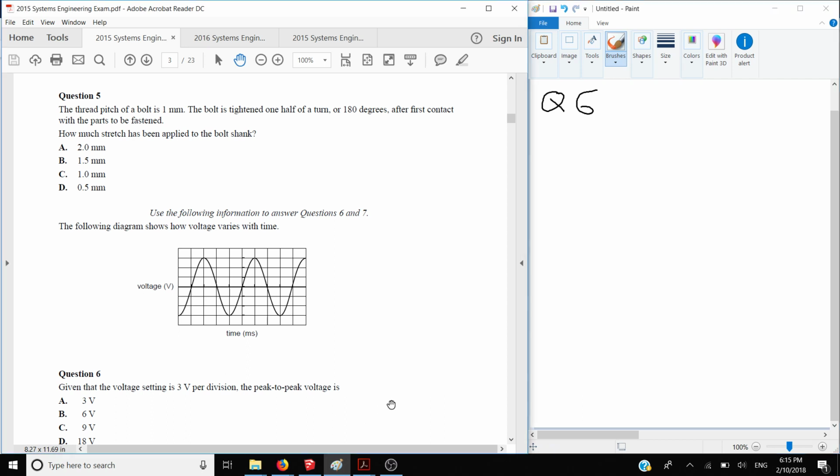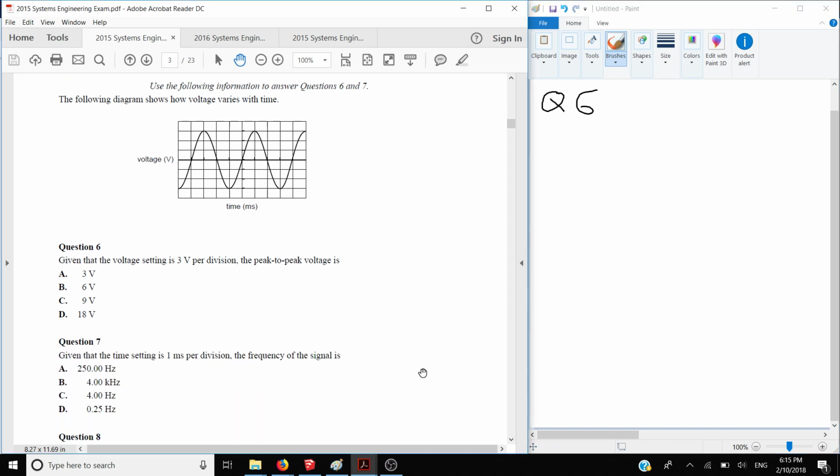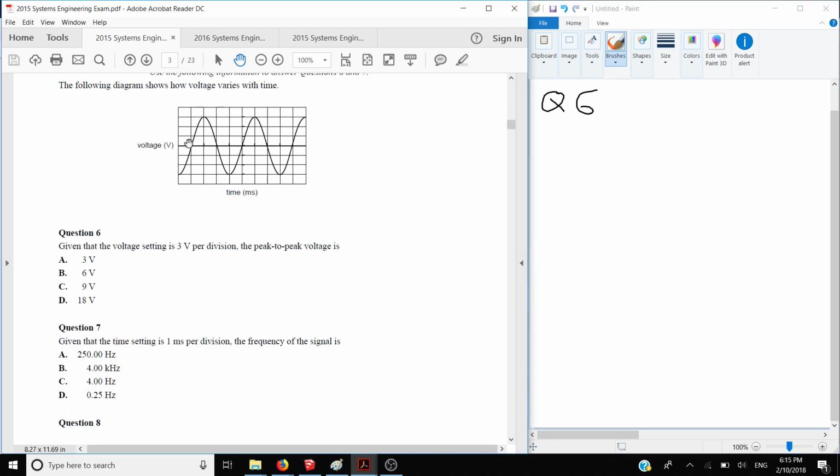Question 6. Okay, so we've got some sort of sine wave. This is most likely an alternating current, because we've got voltage over here and we've got time over here. So it's alternating back and forth at some voltage at some time interval. So the voltage setting is 3 volts per division. So that means each of these divisions here, these boxes, is going to be 3 volts.